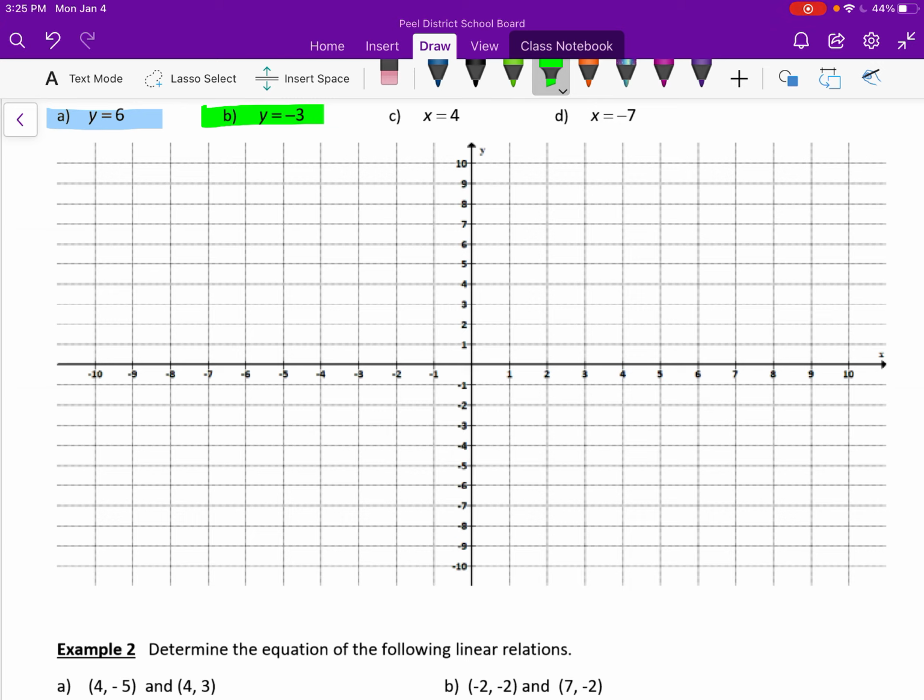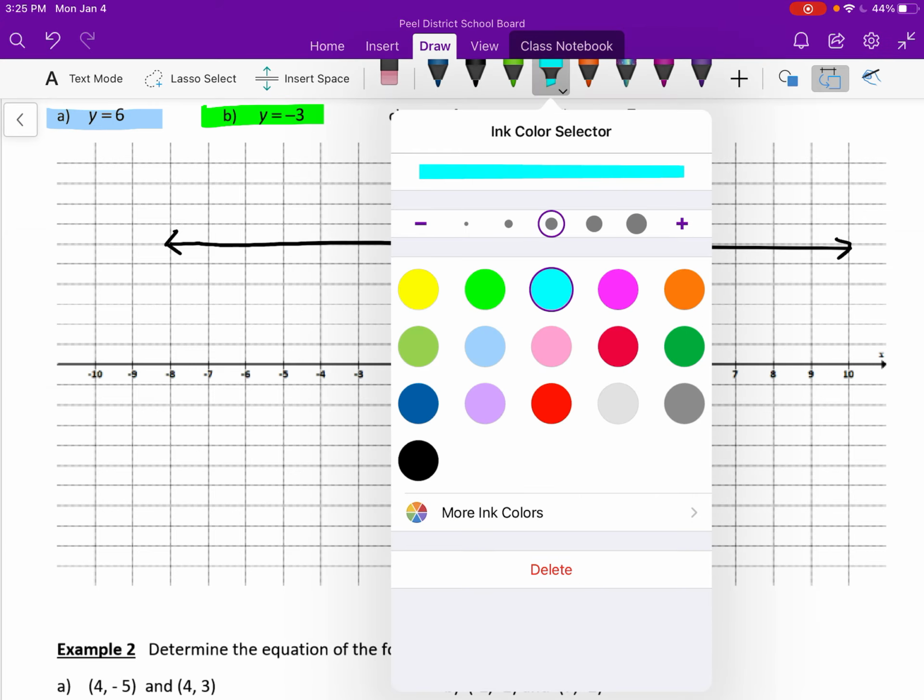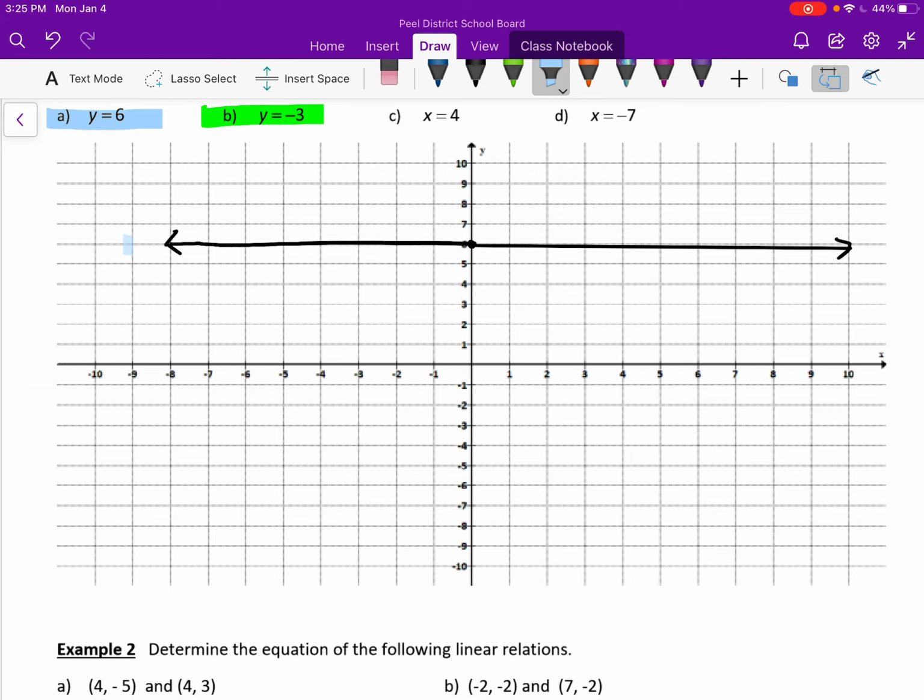So I'm going to say, okay, y equals 6 means that my line will cross the y-axis at 6. Since I know it's a horizontal line, it's just going to go all the way across on the 6. And again, your lines are always going to look nicer than mine because you use rulers and I don't. So we got ourselves our y equals 6. I'm just going to highlight that for you so that you can see.